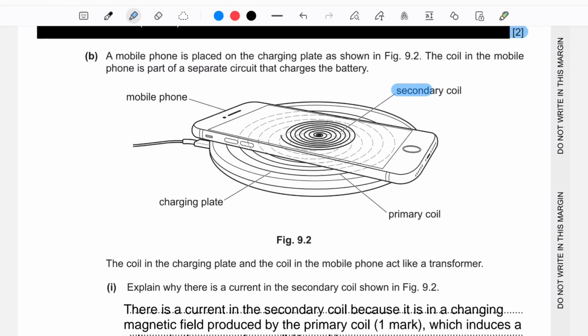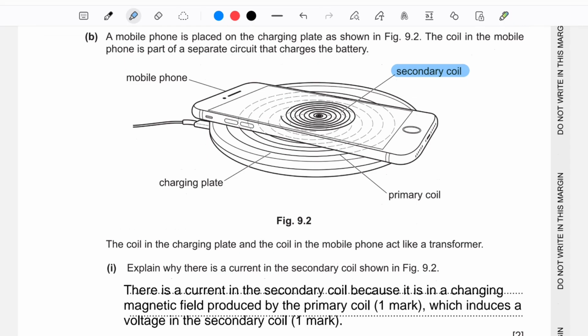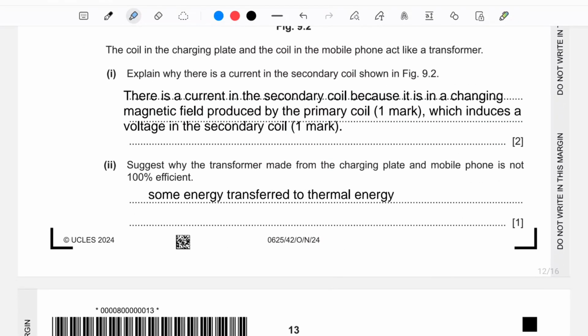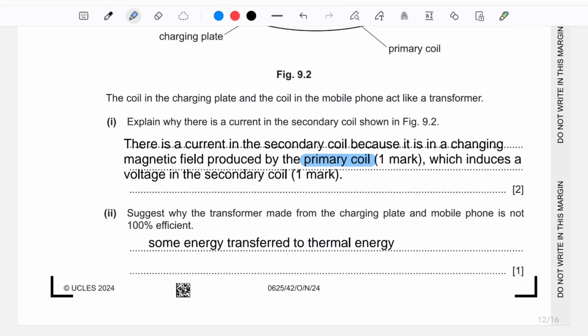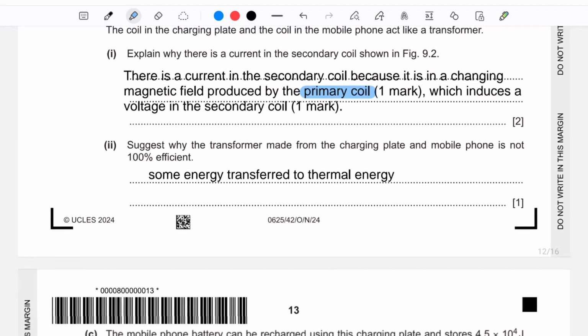So here's a secondary coil, and we are asked to explain why there is a current in the secondary coil. There is a current in the secondary coil because it is in a changing magnetic field produced by the primary coil, which induces a voltage in the secondary coil. Suggest why the transformer made from the charging plate and the mobile phone is not 100% efficient. Because some energy is transferred to thermal energy.